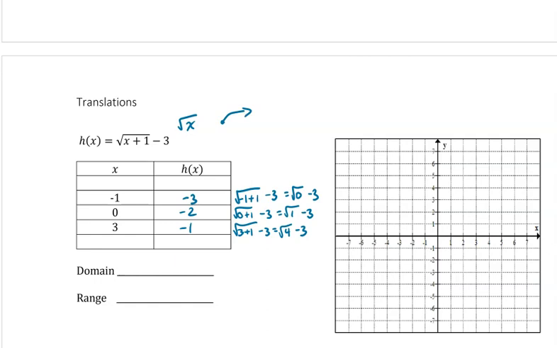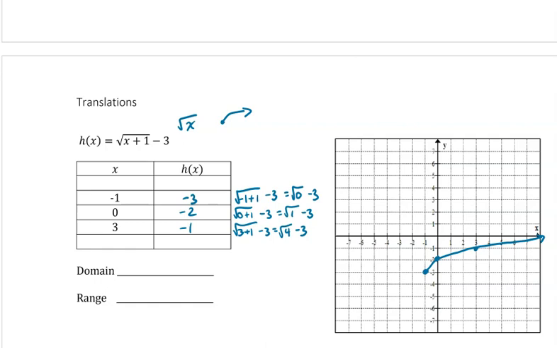So if we plot these points, let's see what we get. It's going to be negative 1, negative 3. It's down here. 0, negative 2. 3, negative 1. And we can see we can draw that same exact eyebrow shape through it.